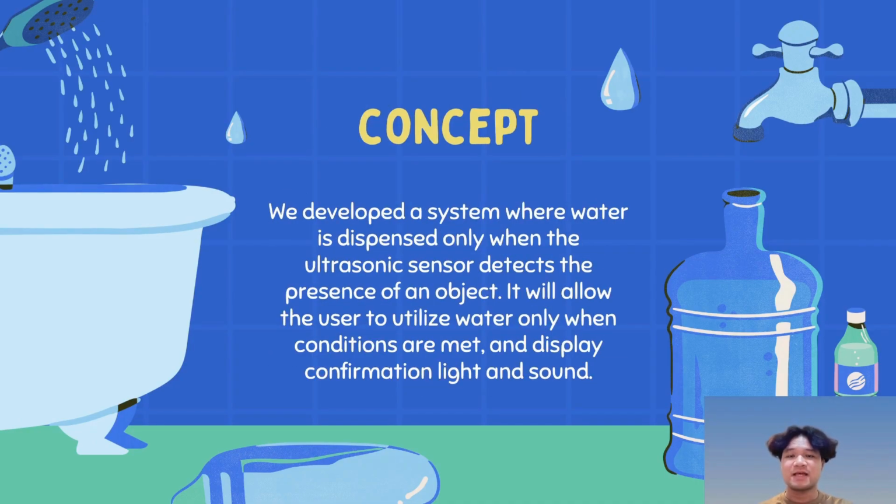So our concept is to develop a system where water is dispensed only when the user needs it. We're going to be relying on the ultrasonic sensor to detect if an object is near, so that if it meets the set conditions for the distance, then the water is dispensed accordingly using the pump. We have also added lights and sound as a confirmation that water is being dispensed. Now I'm going to pass it over to Ken to talk to you about our components, circuit diagram, and the code for our project.